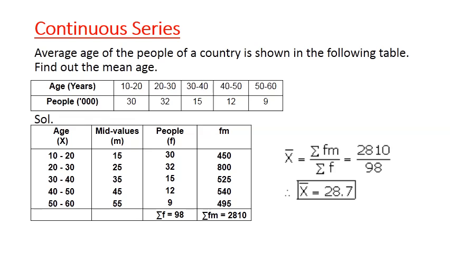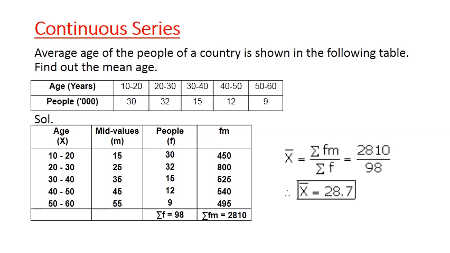Average age of the people of a country is shown in the following table. Find out the mean age. The question is given: 10 to 20, 30 people, actually 30,000 people; 20 to 30 it is 32, 30 to 40 it is 15, 40 to 50 it is 12, and 50 to 60 it is 9.